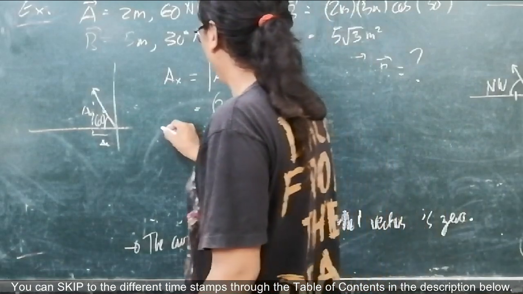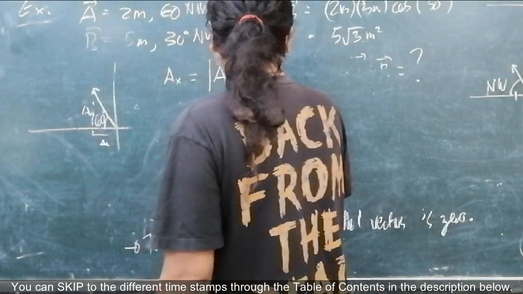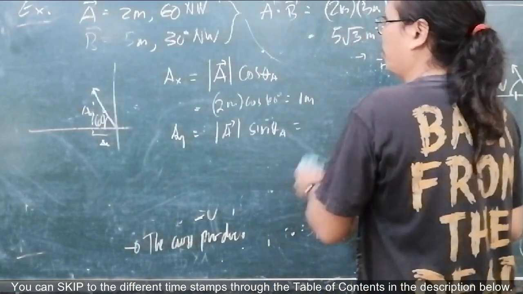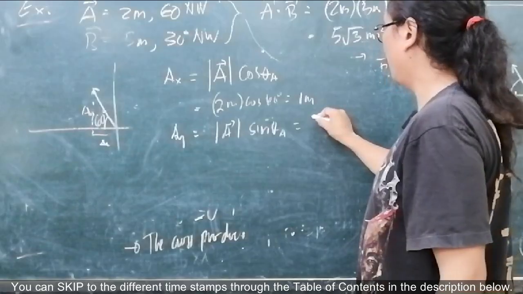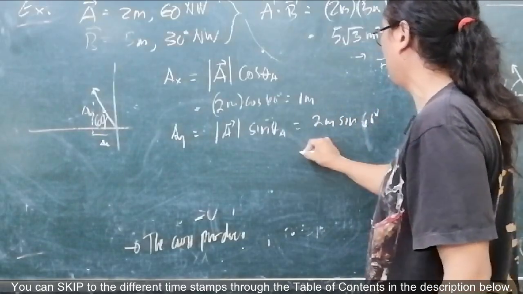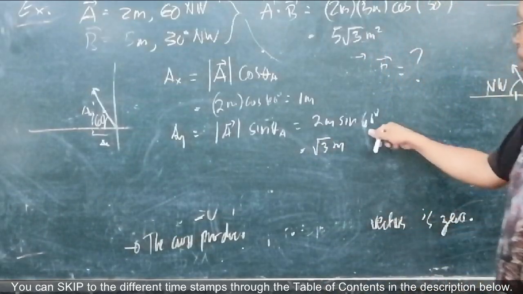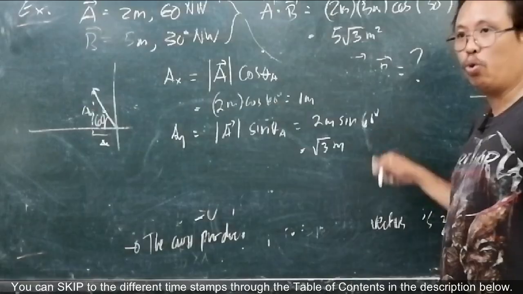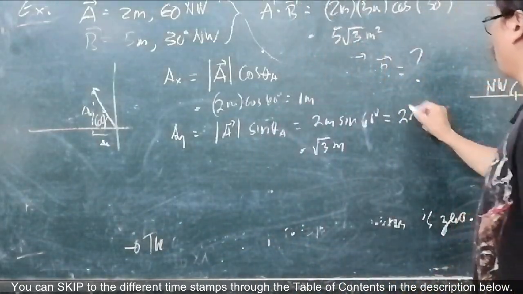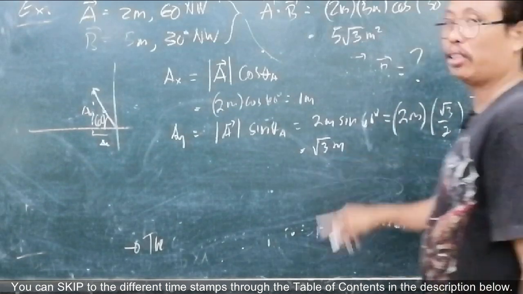How about AY? AY is the magnitude of A times sine theta A, which is 2 meters times sine of 60 degrees. Sine of 60 is square root of 3 over 2. So this is square root of 3 meters. To make this clear, 2 meters times square root of 3 over 2. So you get that one.